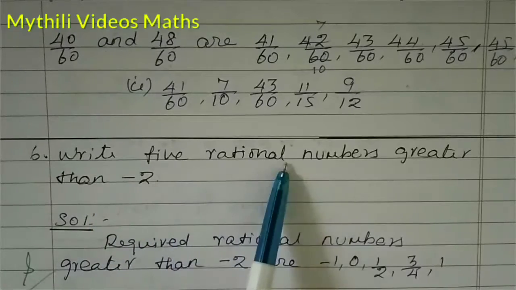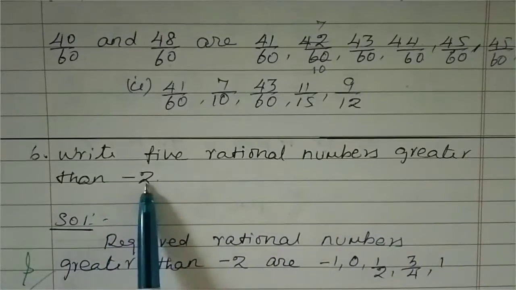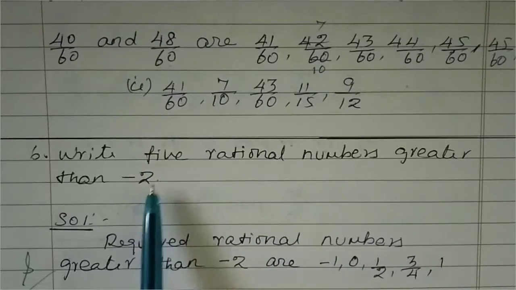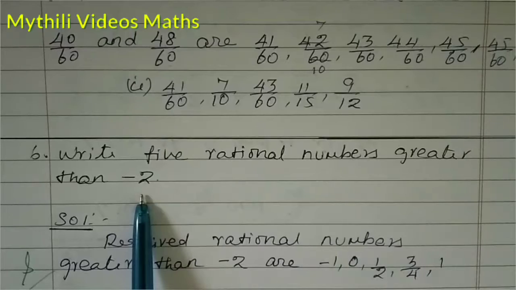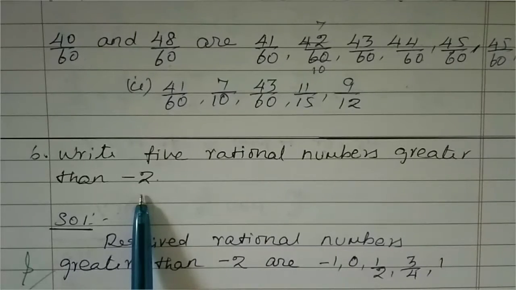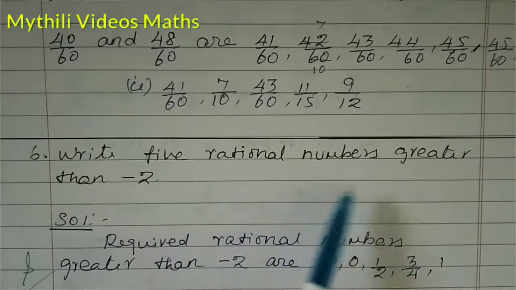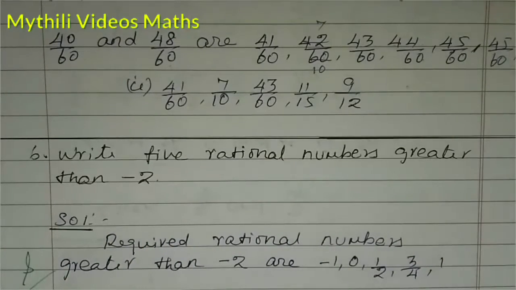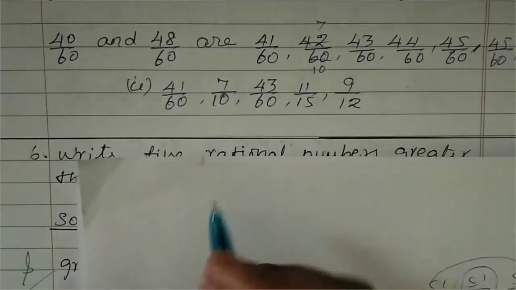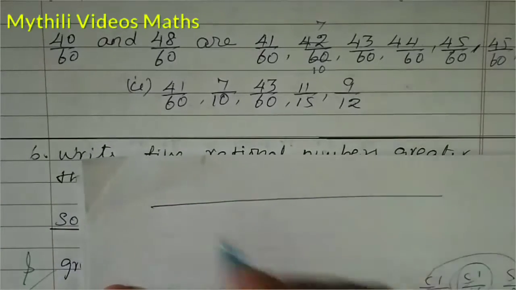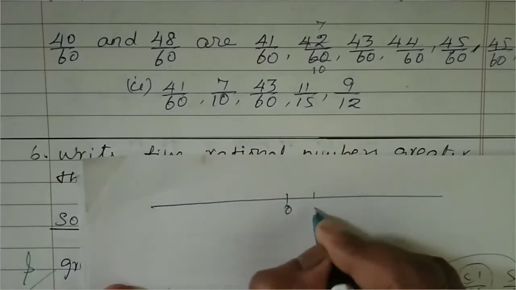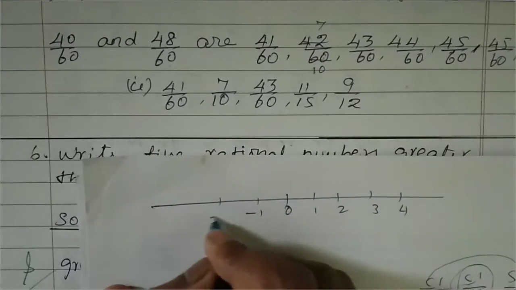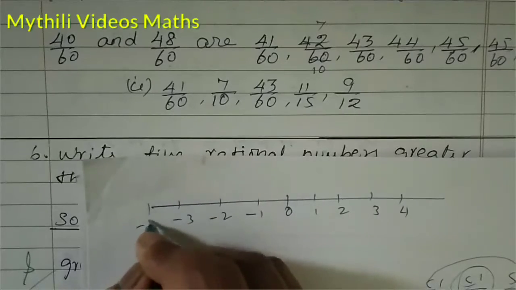Write 5 rational numbers greater than minus 2. Previously we did one sum that is lesser than plus 2. So we wrote like that. But here we need rational numbers greater than minus 2. So greater than minus 2 means what we have to do? Just consider the rational number line. The center value is 0 and then 1, 2, 3, 4. Left hand side minus 1, minus 2, minus 3 and minus 4.